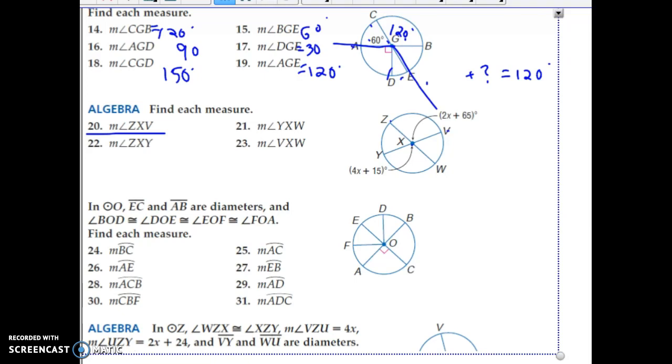We're looking at number 20 right here. We're trying to find the angle ZXV, and you're looking around. You're saying, "Whoa, how are we gonna do that?" But it turns out it's equal to angle YXW because they're vertical angles.